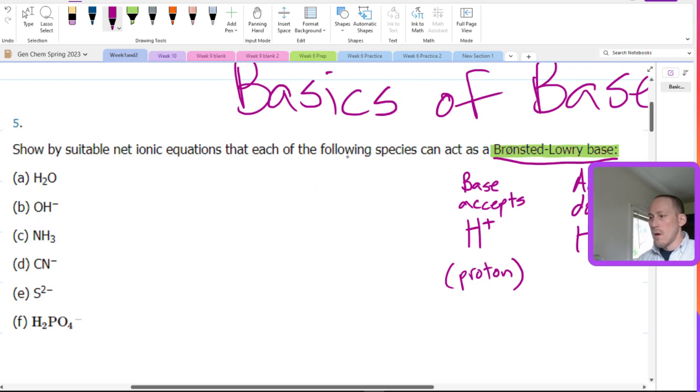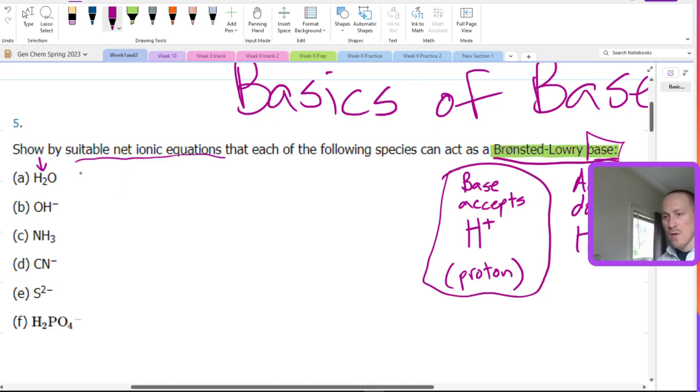So, show by suitable net ionic equations that each of the following species can act as a base, meaning that it's going to accept a proton. So H2O plus a proton, which it would be appropriate to call aqueous, that's liquid at the moment, is going to become, it already had two H's, now it has three, H3O. But that proton did not bring an electron with it, so it does have a charge. And now it has become hydronium.